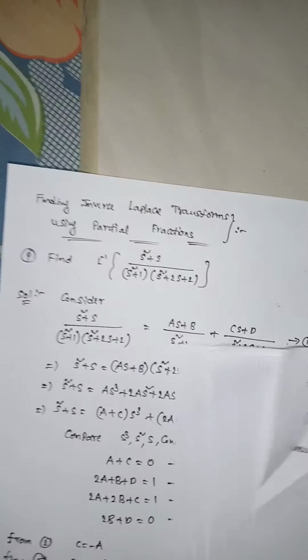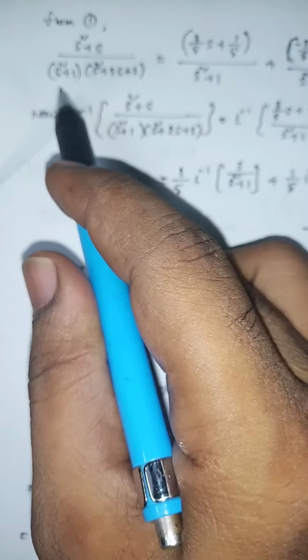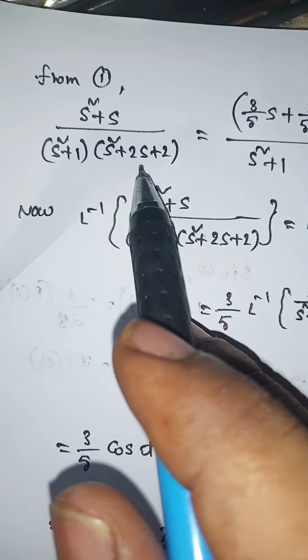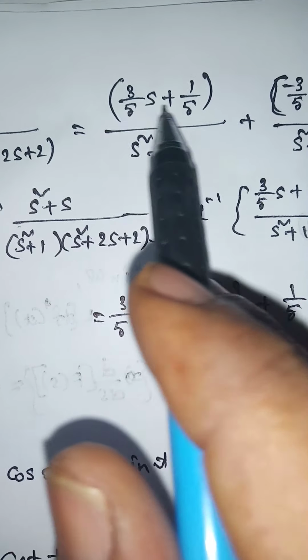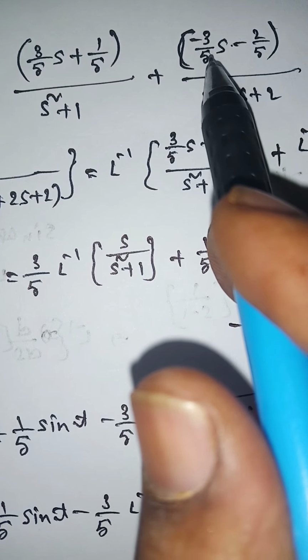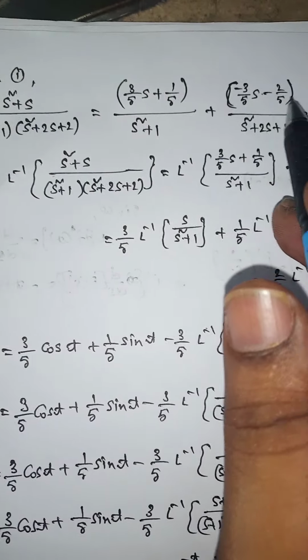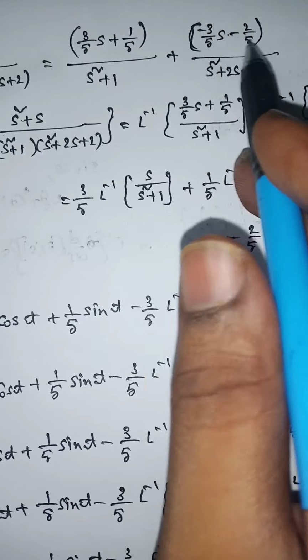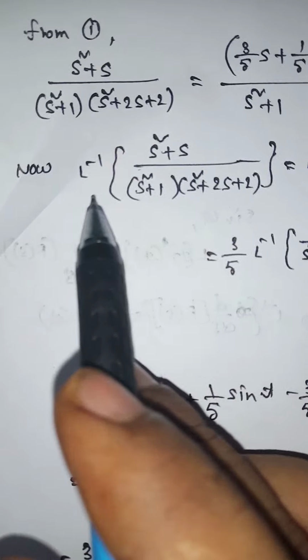I'm continuing this problem. This is the problem we have. Continuation. From 1, s square plus s by s square plus 1, s square plus 2s plus 2 equals as plus b, where a is 3 by 5, so 3 by 5 s plus b is 1 by 5, over s square plus 1, plus cs plus d, where c is minus 3 by 5, d is minus 2 by 5. After converting like this, we need to have two terms addition, and here two terms subtraction. Apply L inverse on both sides.